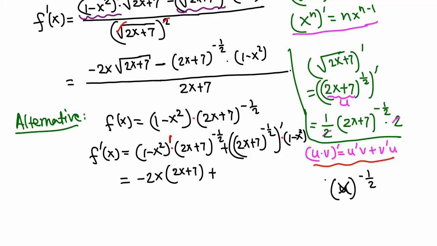So using the chain rule, we need to take the derivative of the outer function, something raised to n. Using the power rule, n, leave the inner function alone, n minus 1. Negative 1/2 minus 1 is negative 3/2. That inner is 2x plus 7, times the derivative of the inner function, 2x plus 7. The derivative of 2x is 2 plus the derivative of 7, which is 0, just 2, times 1 minus x squared.